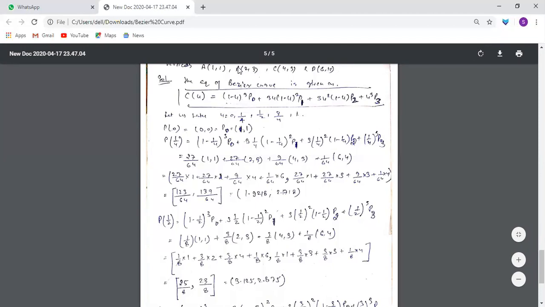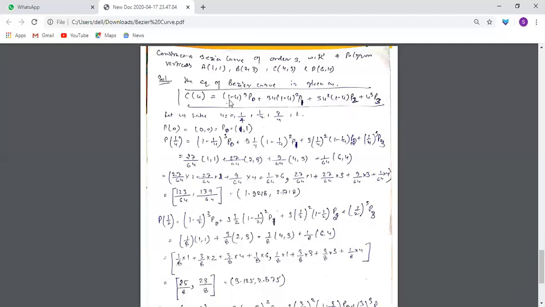And what is p naught? 1 comma 1. This term would be 0, and this term would be 0, because u is 0. All these three terms would be 0. So we are left with 1 multiplied by 1 comma 1. So that would give us 1 comma 1. So that is very clear.